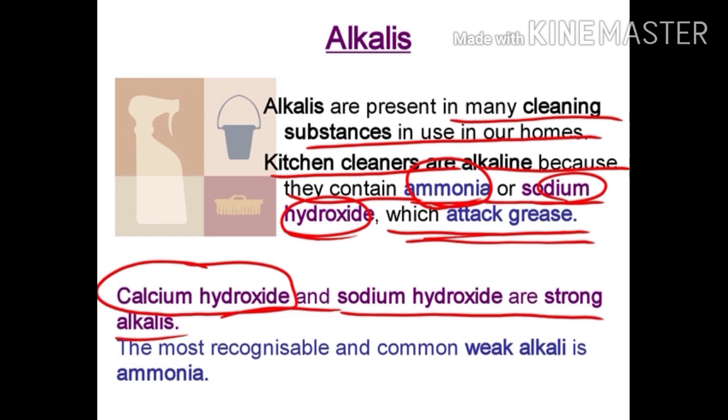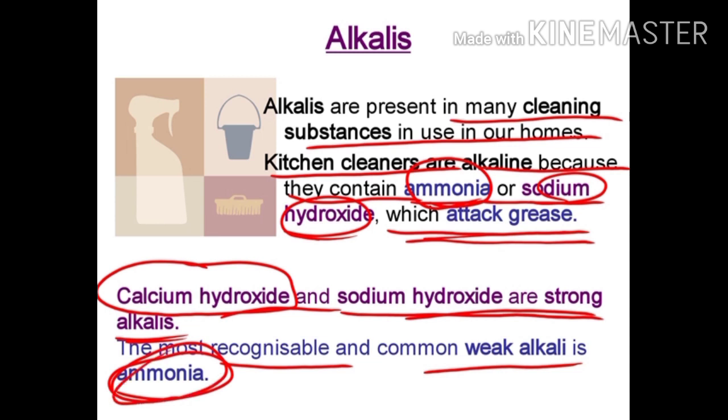Calcium hydroxide and sodium hydroxide are strong alkalis. The most recognizable and common weak alkali is ammonia. Ammonia is the most widely used weak alkali. Keep in mind that it is the most widely used weak alkali.